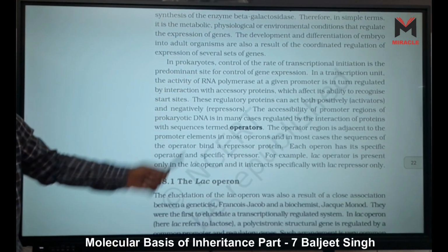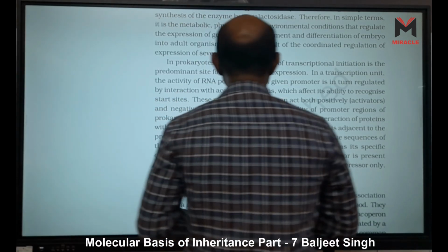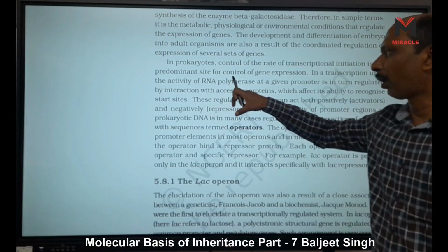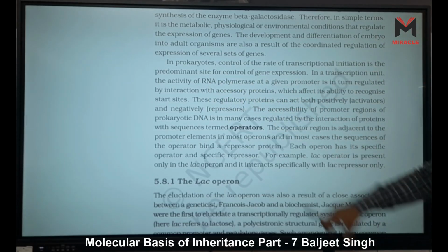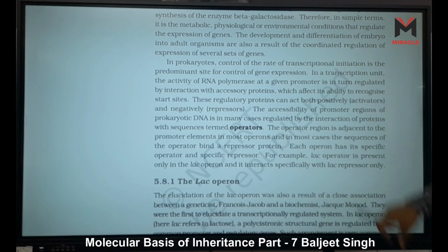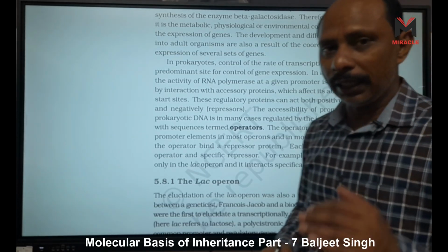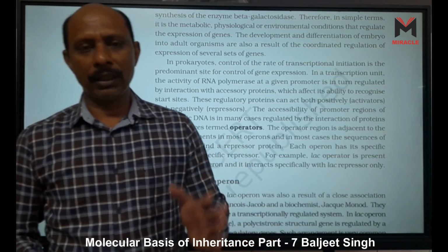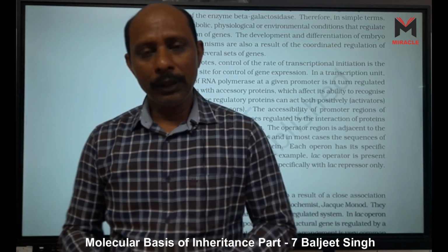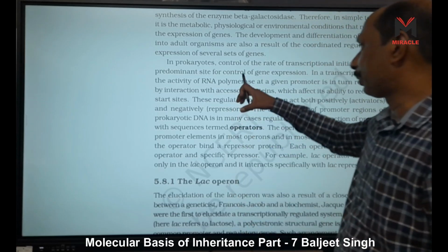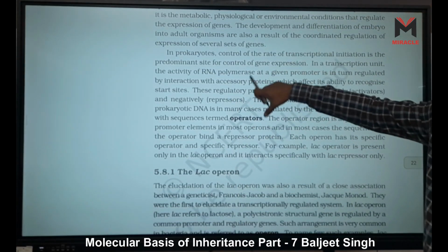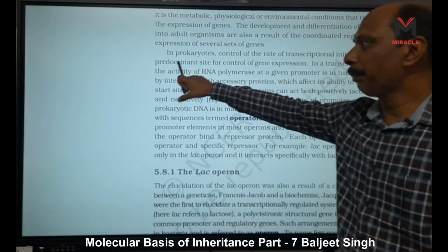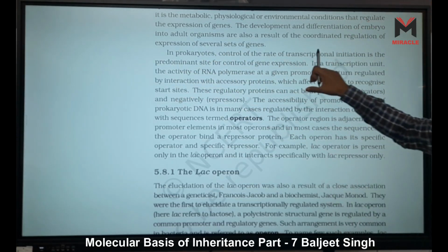In prokaryotes, control of the rate of transcriptional initiation is the predominant site for control of gene expression. Initiate means start. Whether it starts or cannot start is regulated at the transcriptional level in prokaryotes. Control of the rate of transcriptional initiation is the predominant site for control of gene expression.